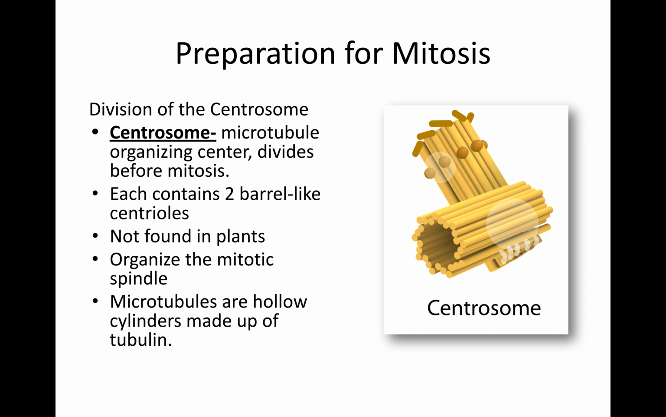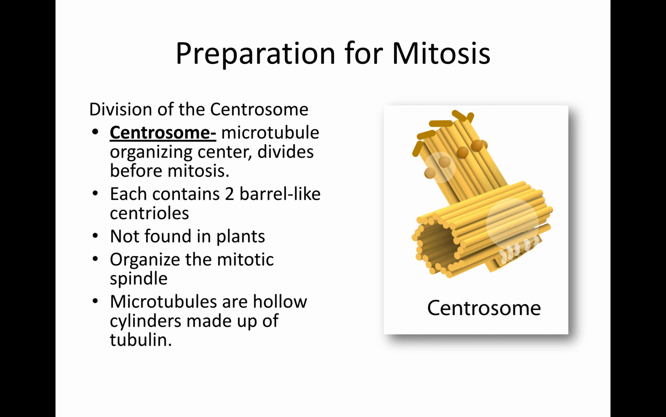This is the division of the centrosomes. Centrosomes were part of, I think it was chapter 3 or 4, when we learned about all the organelles and the cell parts. Well, centrosome is a cell part. You can see the little bitty microtubules lined up. It looks like a spaghetti noodle. The centrosome is a microtubule organizing center. It divides before mitosis. They contain two barrel-like centrioles. These are not found in plants. They organize the spindle.